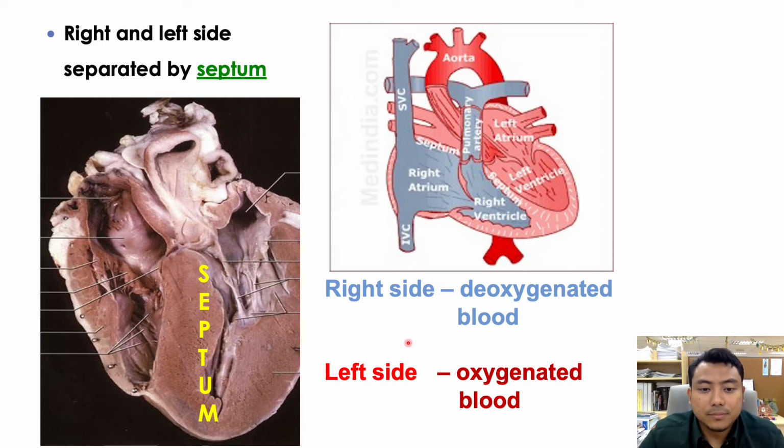Okay. The right side is consisting deoxygenated blood. Betul lah, darah yang tidak beroksigen. Okay, sebab dah dibawa daripada sel semua kan. And the left side, bahagian sini adalah oxygenated blood.